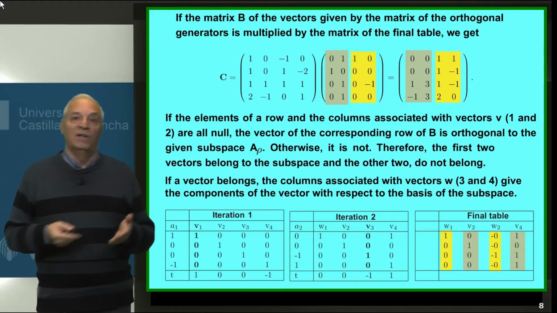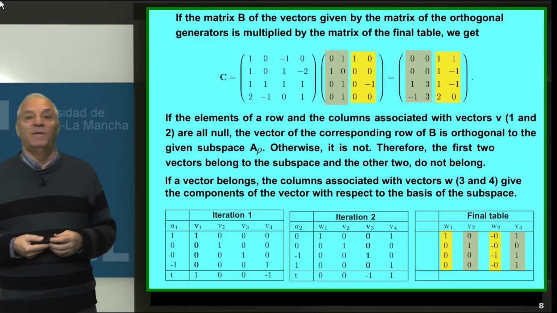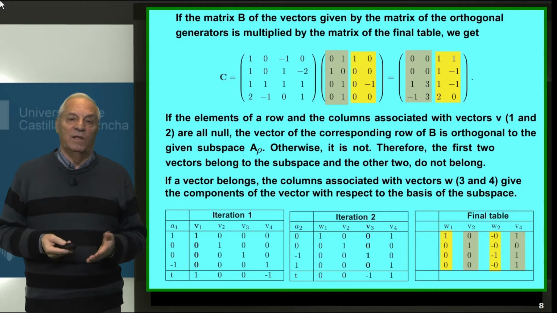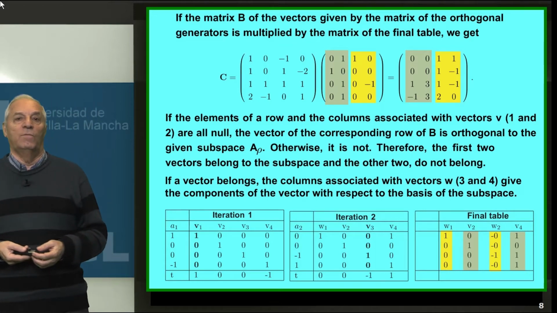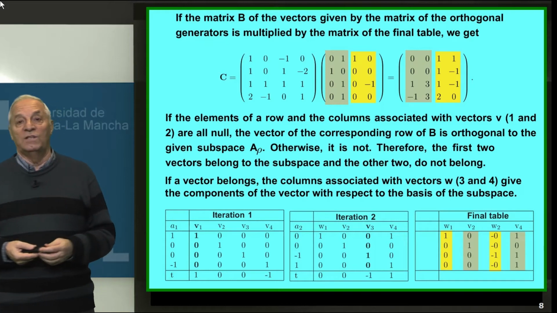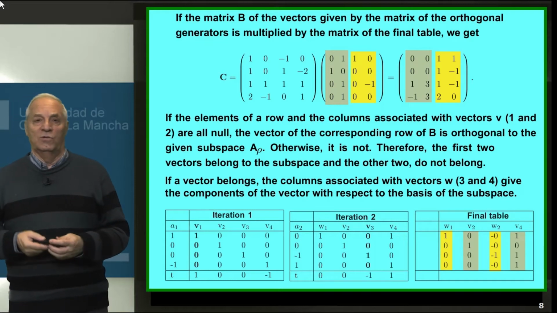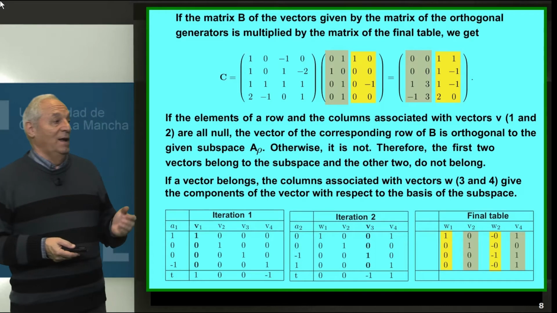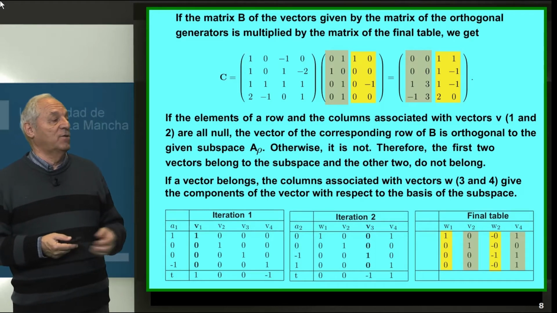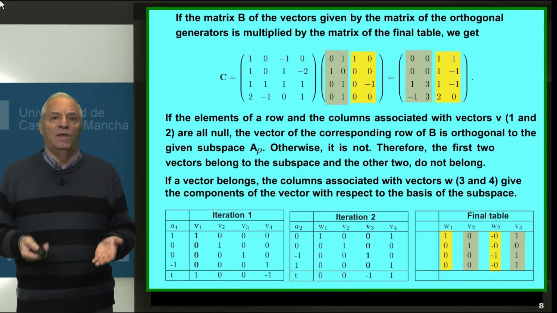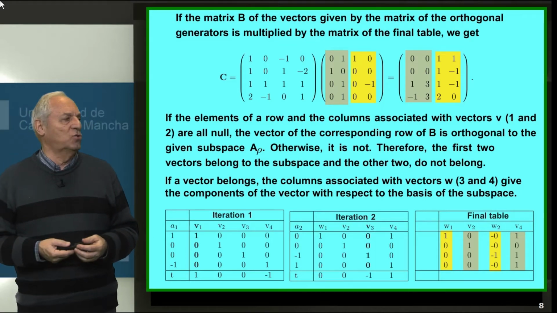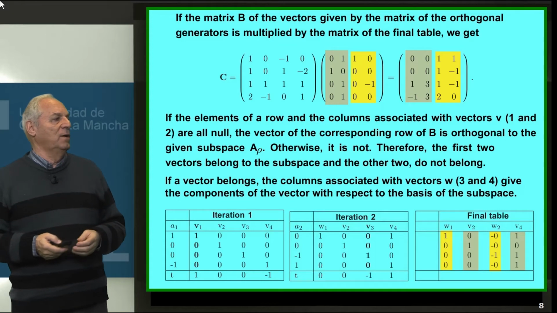Similarly, the second vector, as it has zeros in its first two columns, belongs to the subspace A row, and because it belongs, we may be interested to know what the components are. The next two columns, which are 1 and minus 1, give us that value. The values that correspond to the last two vectors no longer have meaning, because if the vector does not belong, those values are not the components.